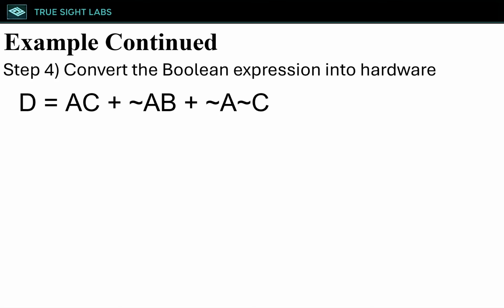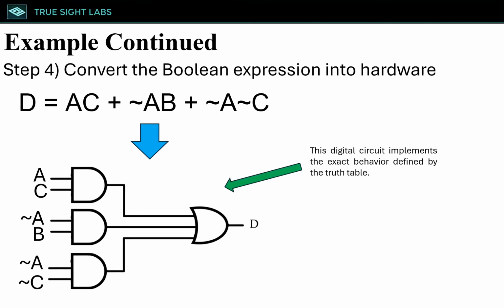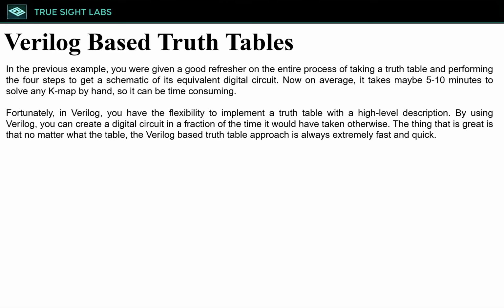The final step is to convert the Boolean expression into hardware. This digital circuit implements the exact behavior defined in the truth table. In the previous example, you were given a good refresher on the entire process of taking a truth table and performing the 4 steps to get a schematic of its equivalent digital circuit.